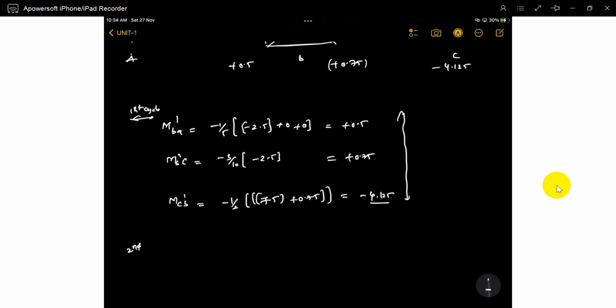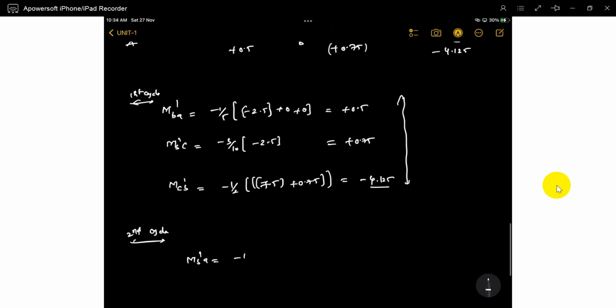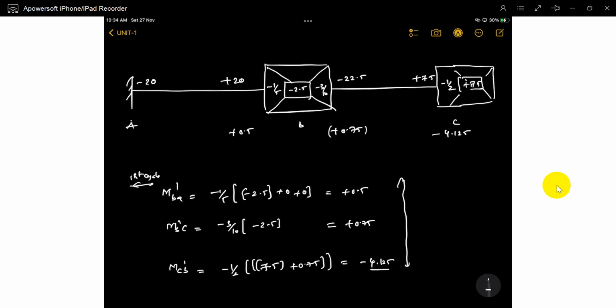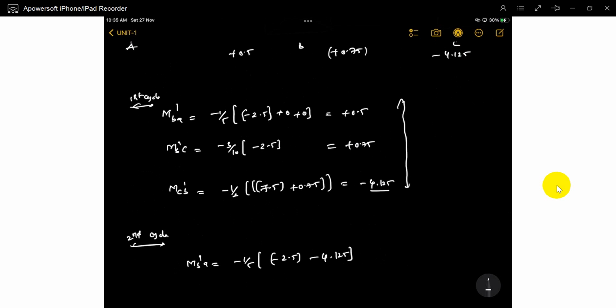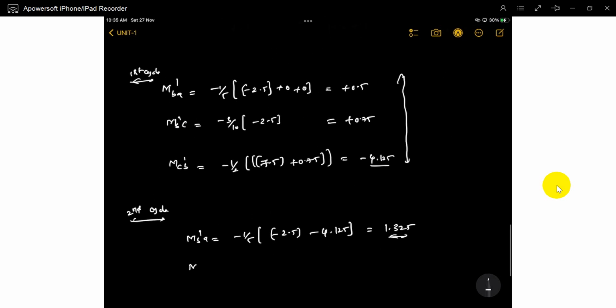Second, MBA. Again rotation factor, sum of the fixed end moments, rotation contribution from the far ends. Far end from A is 0. From C has a value of minus 4.125. Understood? So 4.125 plus 2.5, answer divided by 5. You will get 1.325.